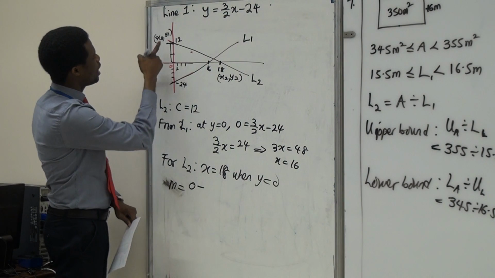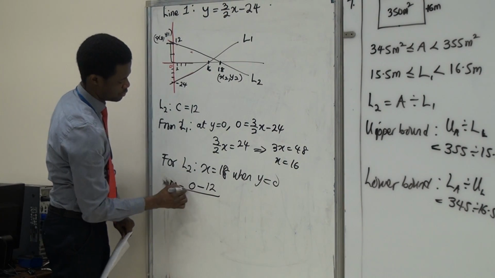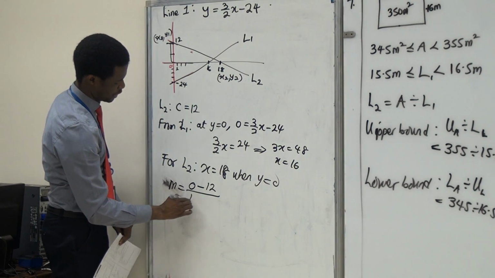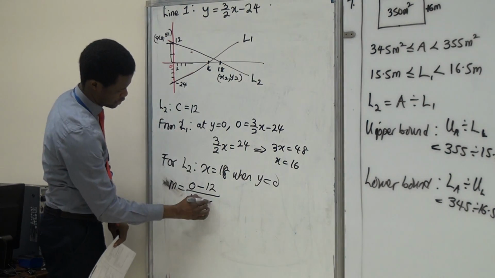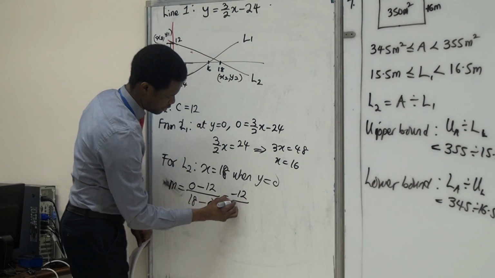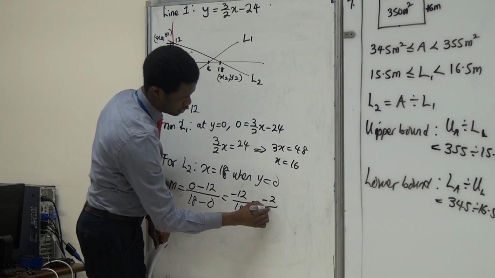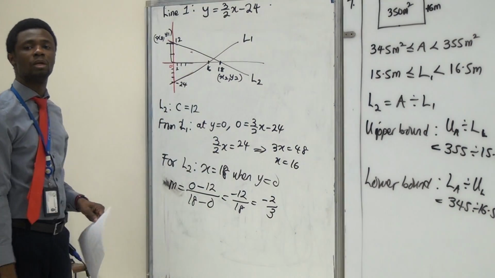0. Y1 is what? 12, right? What is X2? 18. What is X1? 0. So we get negative 12 divided by 18, which is negative 6 is what? 2 divided by 3. Okay?